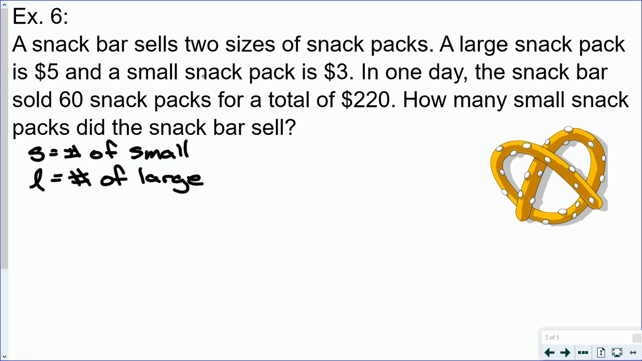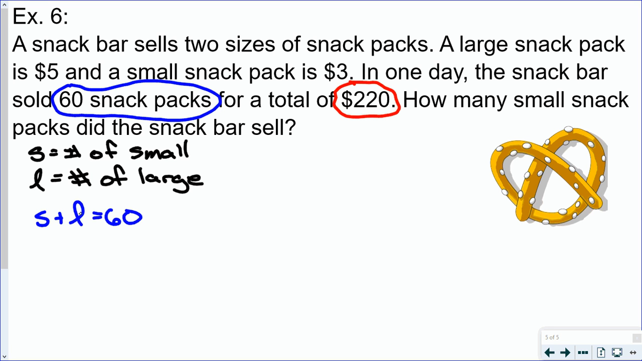All right, so one of the equations has to do with how many snack packs I sold, which is 60 snack packs were sold. The other equation has to do with how much money I made. So the one in blue, this is the simplest one, and that's just the number of small snack packs plus the number of large snack packs is equal to 60. So the number of small ones I sold plus the number of large ones is equal to 60.